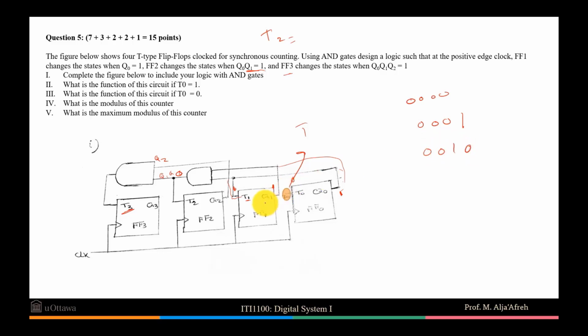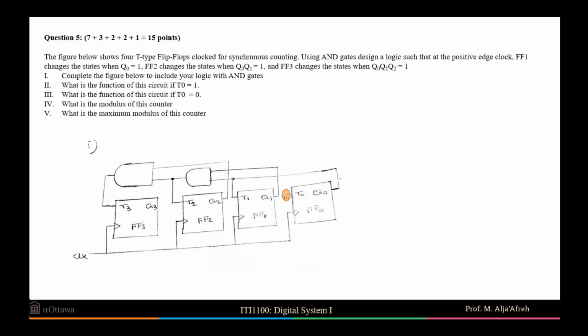And after that, this one will work as long as both of them are equal to 1. So if I have 0, 0, 1, 1, then this one will start working and sending results to the other one. In other words, it's an increment. It's an up counter, and the circuit will increment by 1 if T0 is equal to 1. Bottom line, when T0 is equal to 1, this circuit represents an up counter.